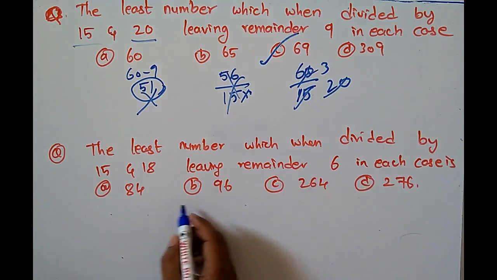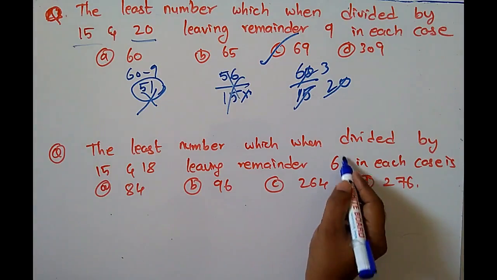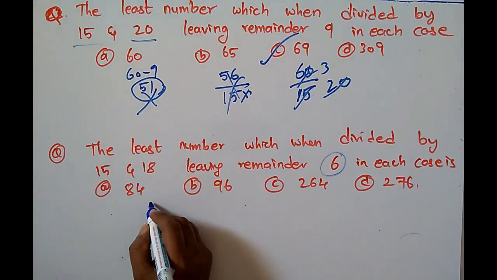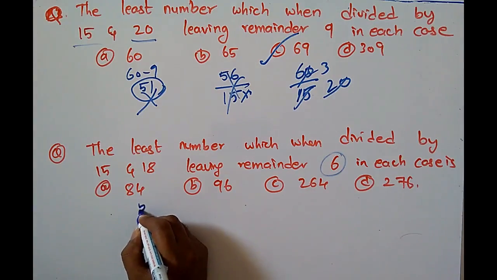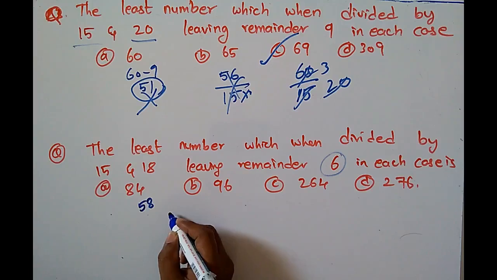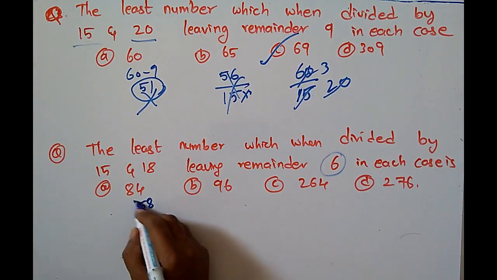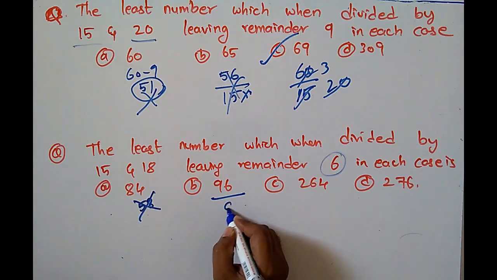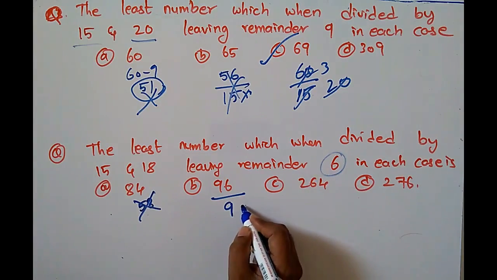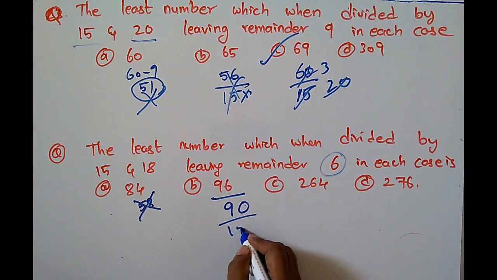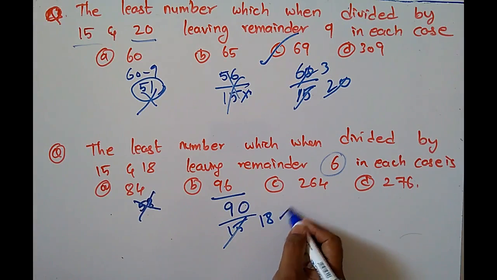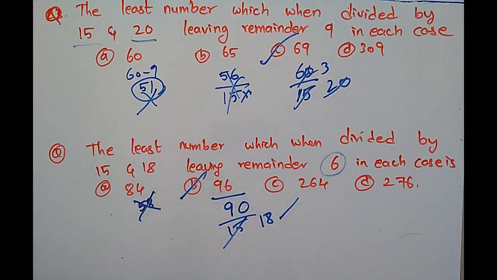The least number which when divided by 15 and 18 leaves the remainder 6 in each case. If we take 84, 84 minus 6 is 78, which cannot be divided by 15. If we take 96, 96 minus 6 is 90. 90 can be divided by 15 and also by 18. So B is the answer.